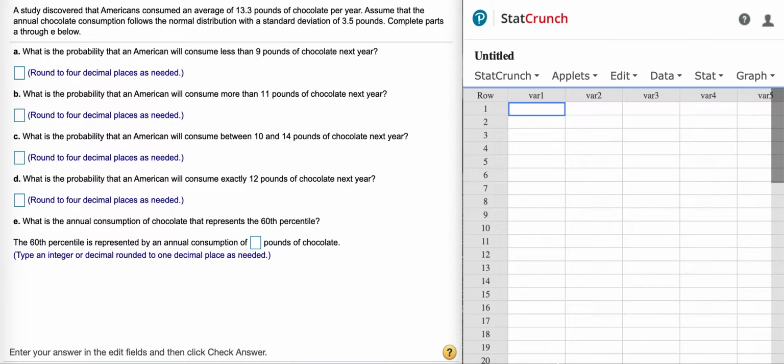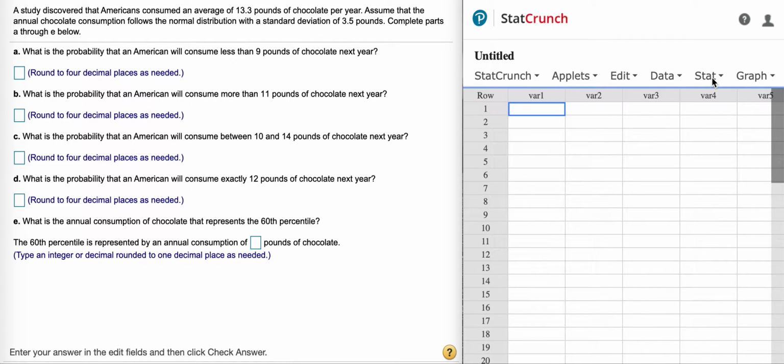Problem 7 in our review in probability. A study discovered that Americans consumed, on average, 13.3 pounds of chocolate per year. Assume that the annual chocolate consumption follows a normal distribution with a standard deviation of 3.5 pounds, and complete the following. So, we're going to calculate the probabilities and here at the end a percentile using the normal distribution.